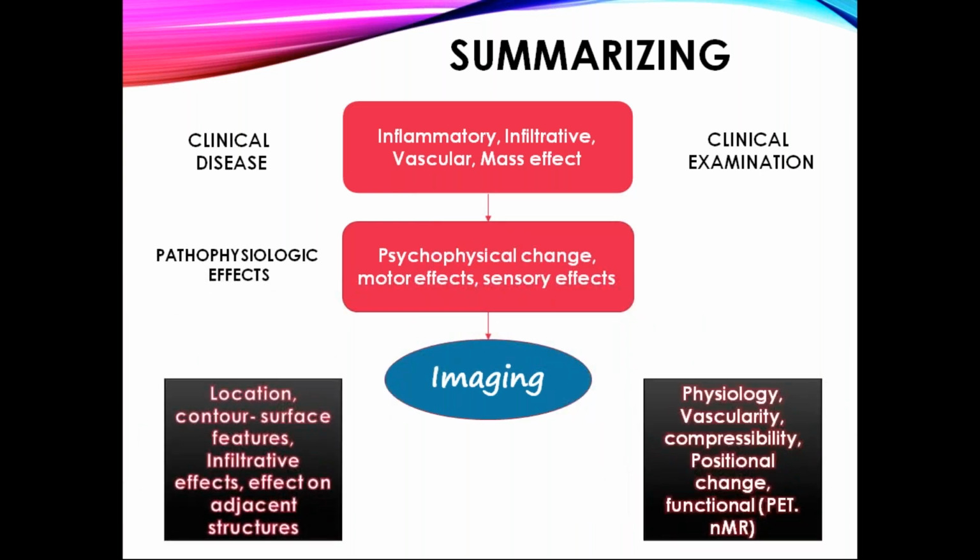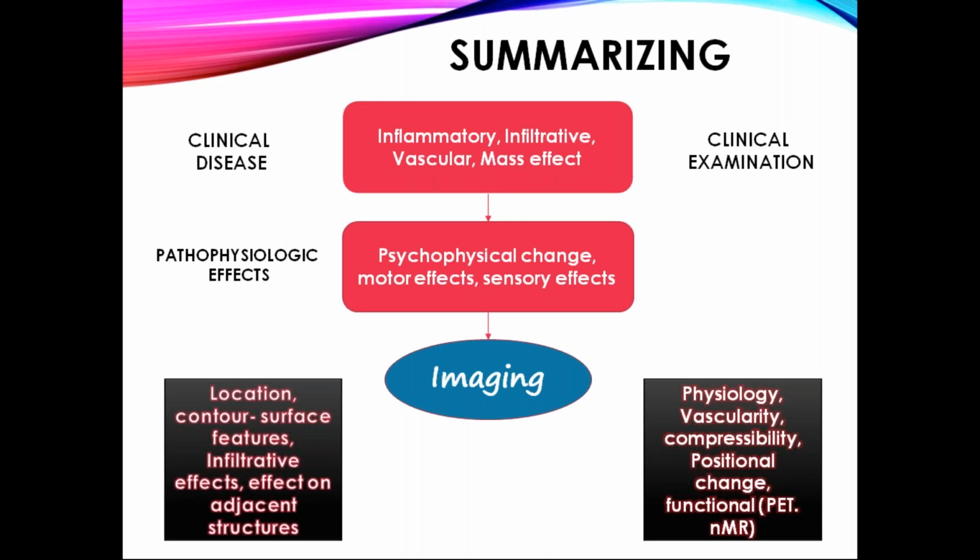So what are the issues you have to localize in case of imaging? In imaging, you have to identify the location, how the surface is, and what are the surface features, whether it is an infiltrated region, what is the effect of the tumor on the adjacent structures. All these can be analyzed on imaging. And based on the type, if you want to identify what is the exact lesion, based on the physiology, vascularity, compressibility, positional change and functional change, by doing a PET scan, you can also identify the activity of the tumor, whether it is vascular, whether it is compressible, whether there is a positional change, all these things. So mainly CT scan is the mode of imaging.